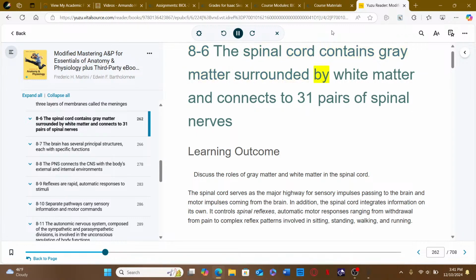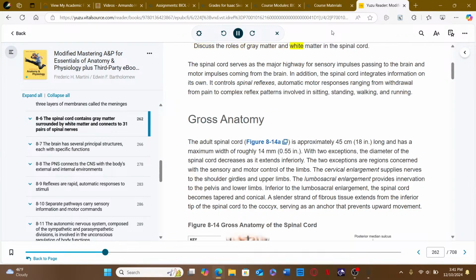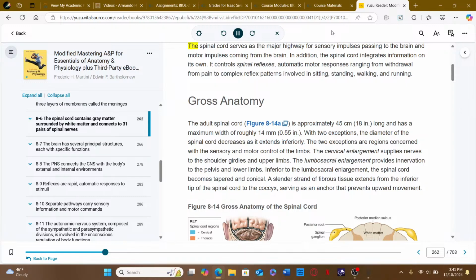8-6 The spinal cord contains gray matter surrounded by white matter and connects to 31 pairs of spinal nerves. Learning outcome. Discuss the roles of gray matter and white matter in the spinal cord. The spinal cord serves as the major highway for sensory impulses passing to the brain and motor impulses coming from the brain. In addition, the spinal cord integrates information on its own.